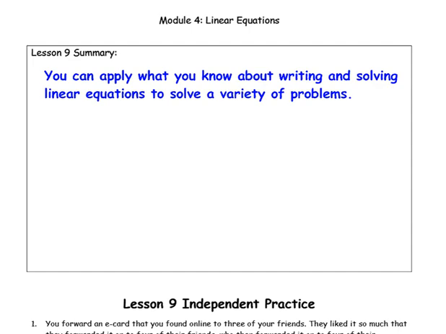Next, we'll go to the summary. In this lesson, you have learned you can apply what you know about writing and solving linear equations to solve a variety of problems.